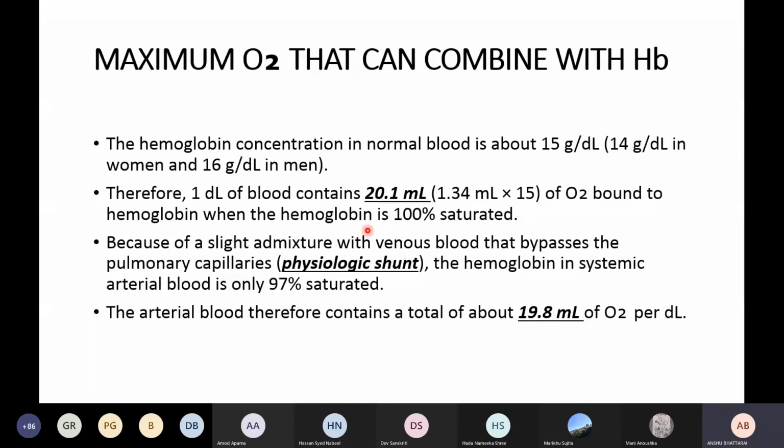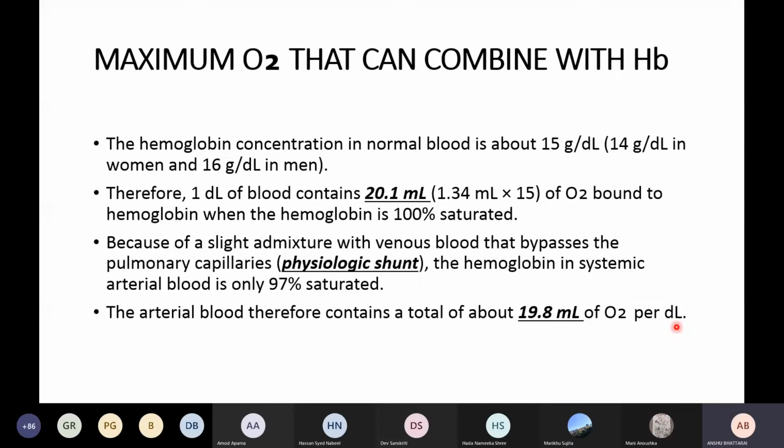But like I mentioned, there is a slight admixture with venous blood. Due to physiologic shunt, the arterial blood contains about 19.8 ml of oxygen per 100 ml, or per deciliter. These values you have to memorize. You might be asked in your exam, MCQs, Viva as well.